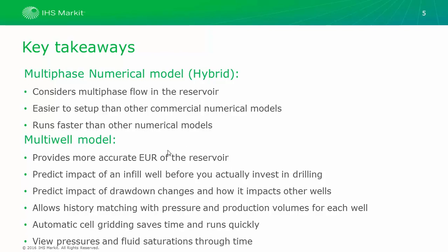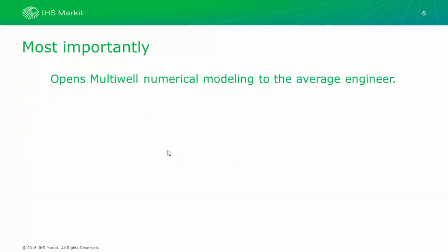We can actually do history matching for each well in a multi-well reservoir model on both rate and pressure, like we saw. The grid cells are set up automatically, and that saves a lot of time and helps it run quickly, like we saw. We can also view those pressures and fluid saturations through time. But I think the most important takeaway from our multi-well reservoir model is it actually opens this type of work up to the average engineer.